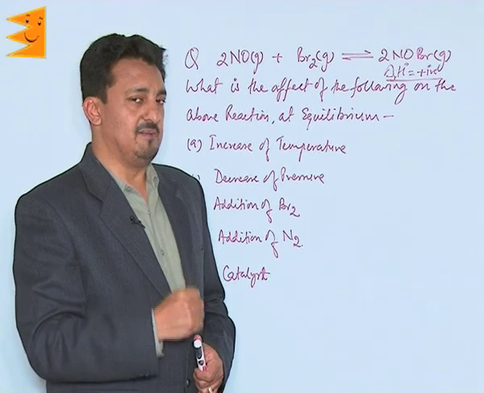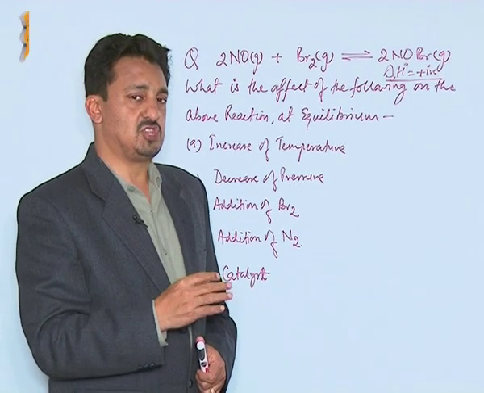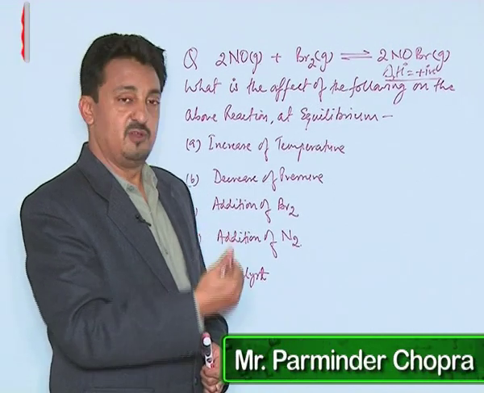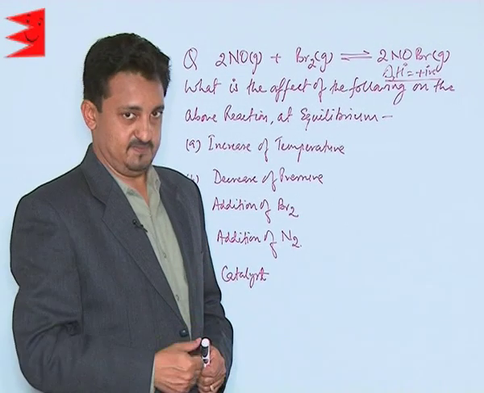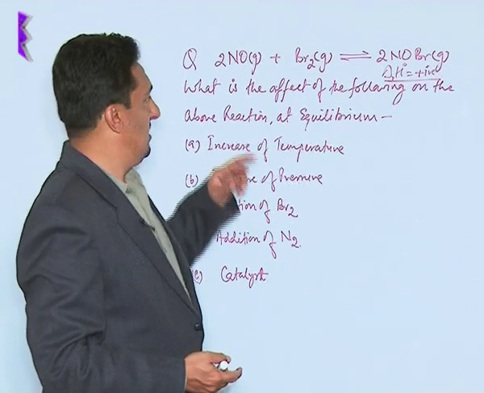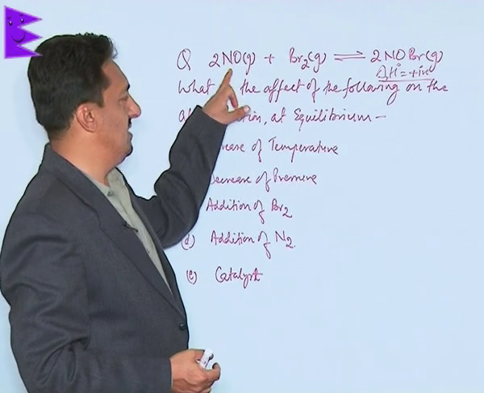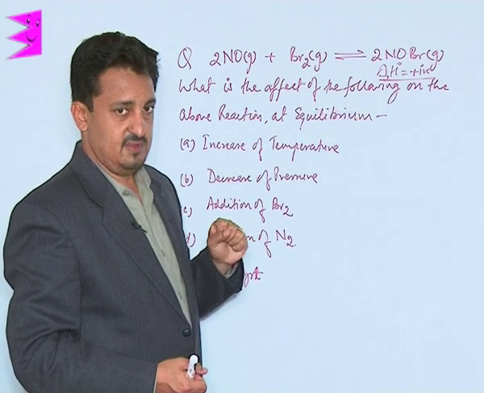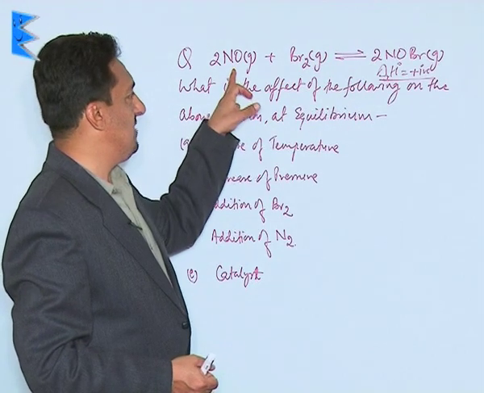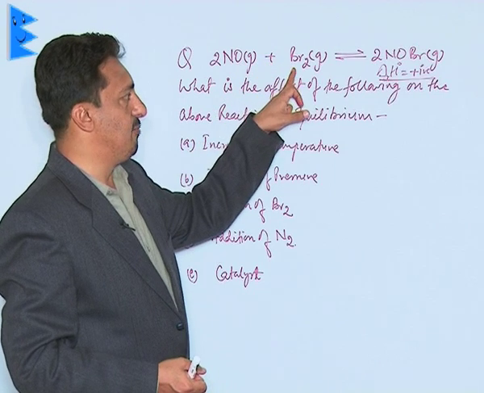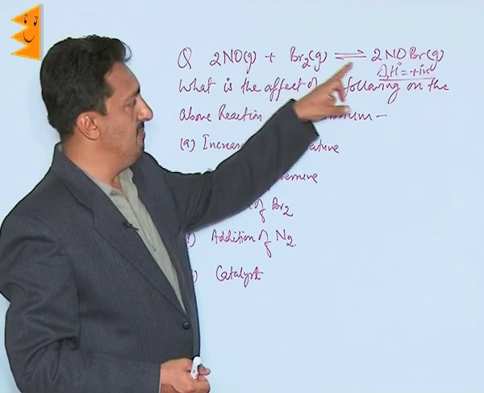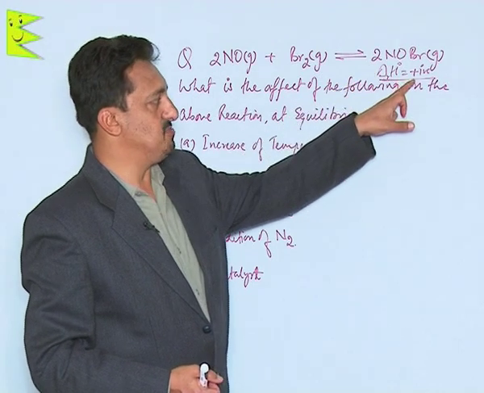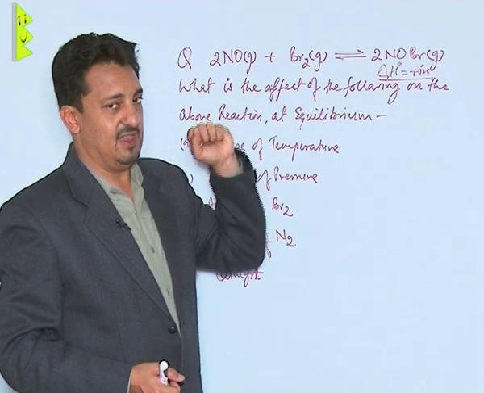Now let us take an example of a reaction in order to understand the effect of the different factors on the state of equilibrium. The example is of a reaction of nitric oxide with bromine, which forms nitrosyl bromide. In this, two molecules of nitric oxide combine with one molecule of bromine to form two molecules of nitrosyl bromide. The enthalpy of the reaction is positive, so it's an endothermic reaction.